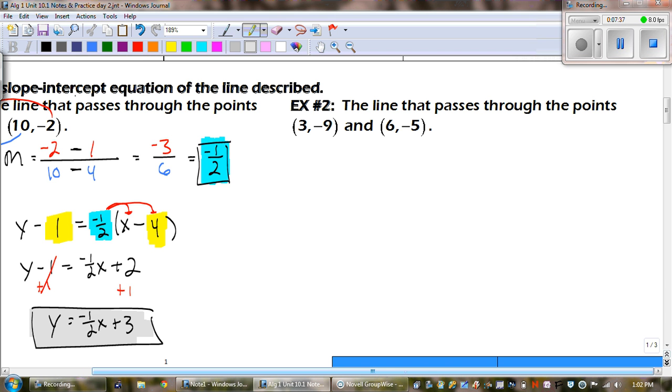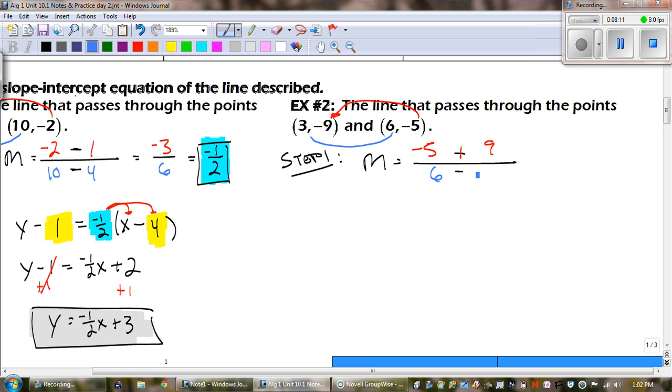So the line that passes through the points 3, negative 9, and 6, negative 5. Okay, so once again, we have to do step 1 first, which is to find the slope. So our y's go on top, the negative 5 minus negative 9, and guys, I don't like seeing the double negative like that, so we're just going to do click, click right away. And then on the bottom, we're going to have 6 minus 3.